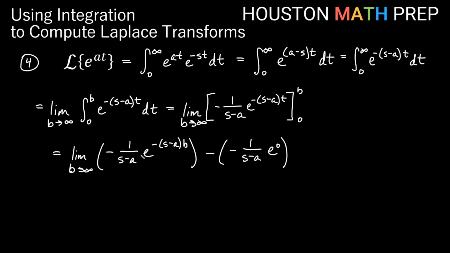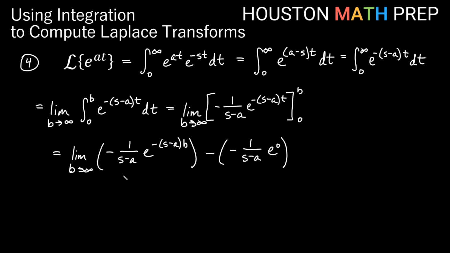Now let's look at what happens over here. The issue is what happens with this exponential. It depends on what s minus a is. If s minus a is a positive number, then we would have a negative multiple of b, and we would call that exponential decay. If s minus a were negative, then we would have a negative and a negative, making this a positive exponent, and that would be exponential growth. It would have infinite growth.